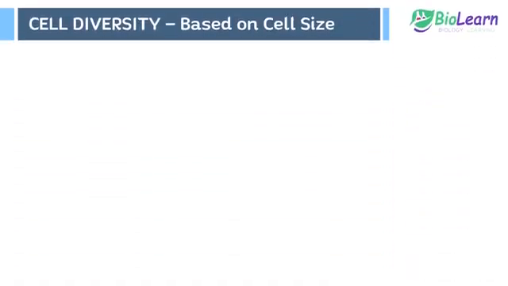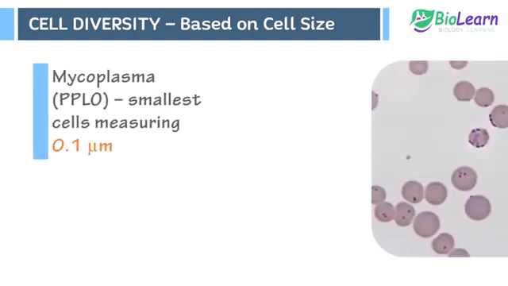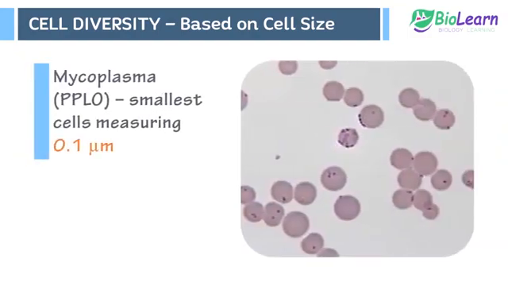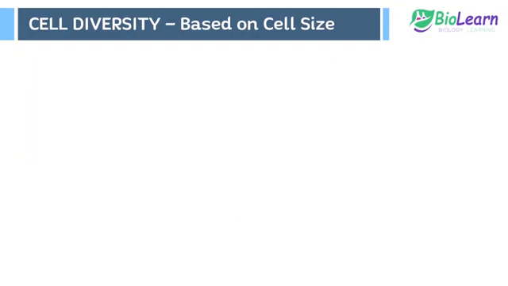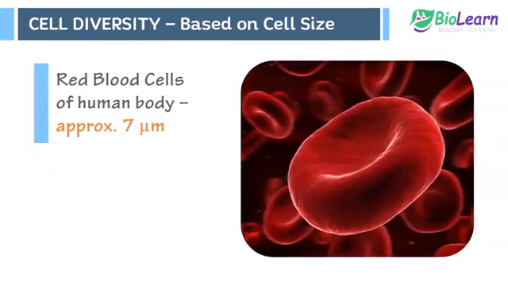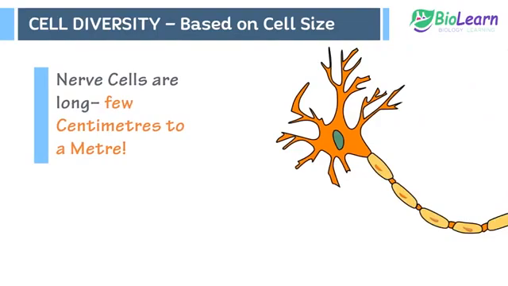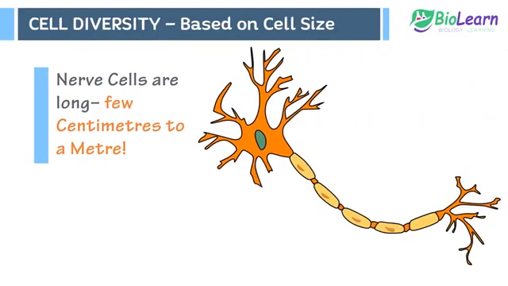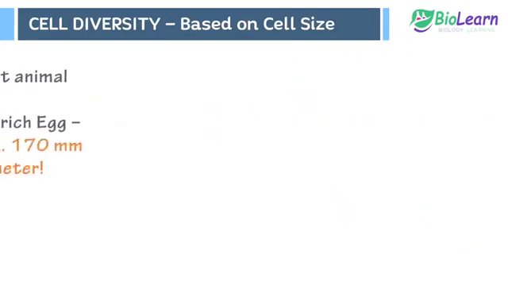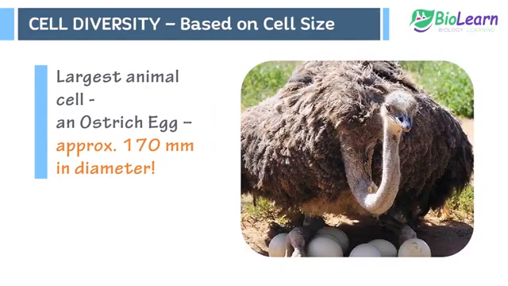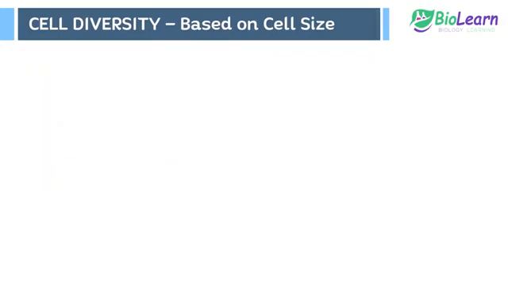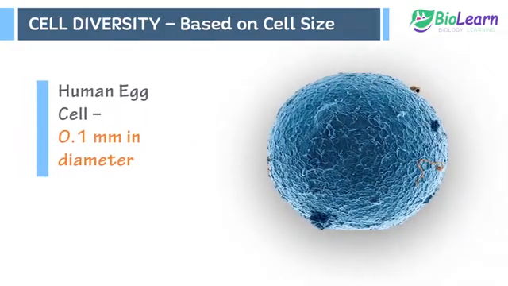Based on cell size, organisms show much diversity. Mycoplasma are the smallest cells measuring 0.1 micrometer. Red blood cells of the human body have a size of around 7 micrometers. Nerve cells are long, ranging from a few centimeters to a meter. The largest animal cell is an ostrich egg, measuring about 170 millimeters in diameter. The human egg cell is only 0.1 millimeter in diameter.